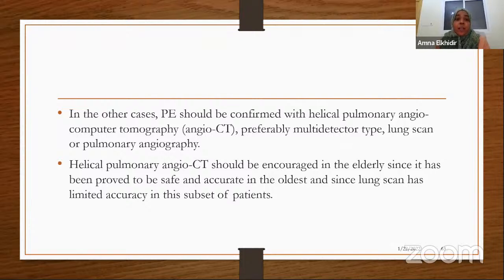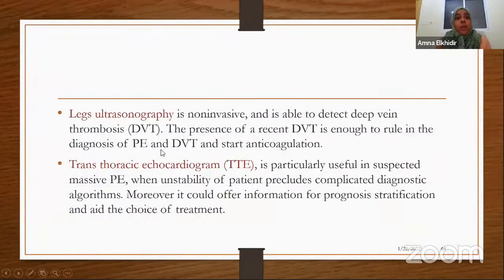When the probability of having PE by calculating the score is high, we go to CT or pulmonary angiography. We can use leg ultrasound. It's a non-invasive test to detect DVT. The presence of recent DVT is enough to rule in the diagnosis of PE, and then we can start anticoagulation. Also, we can use the echocardiogram if the patient is unstable and cannot do complex diagnostic measures, and it also gives information about the prognosis and stratification for treatment.